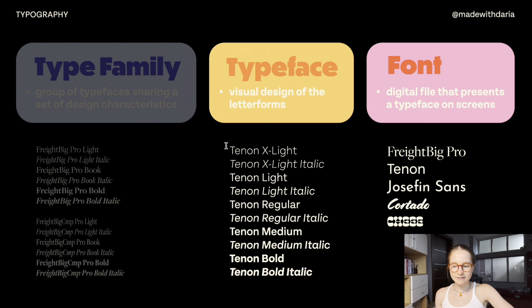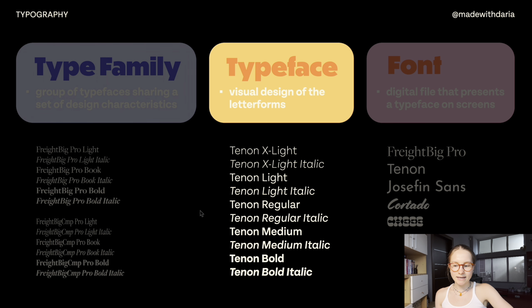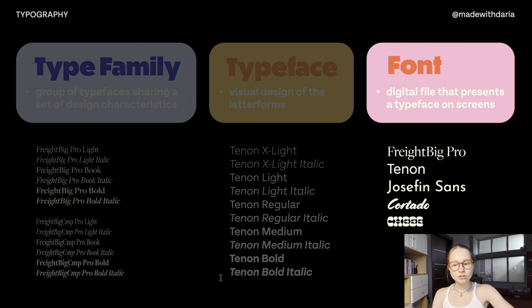Let me summarize this. You have a typeface which is called tenon. Then you have different styles of this typeface which are extra light, light, regular. These are primarily used to create visual hierarchy, which we're going to talk about a little bit later. And then you have a font which is also called tenon. That's why we have confusion happening here. In this case, it's a digital file that allows you to represent this typeface on the screen. I hope this is clear. And if you have any questions, let me know.